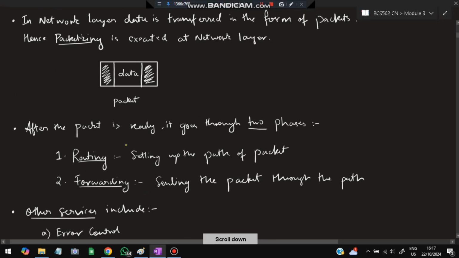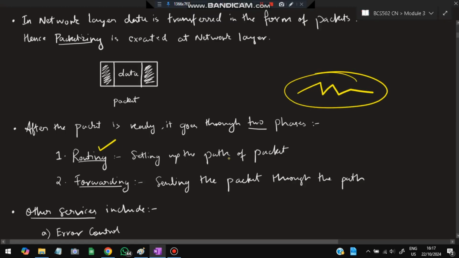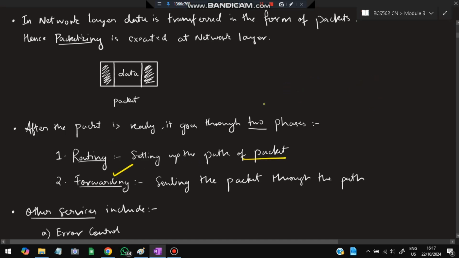When a packet is ready to send, it goes through 2 phases: the first is routing and the second is forwarding. Routing means having the information of how the packet will go from one point to another: first here, second, third, fourth, fifth, sixth. This is called a route. That is routing, setting up the path of the packet. Second is forwarding. Forwarding means that after setting the path, we send the packet through that path. For forwarding, we use a forwarding table, which has all the information: first this to this, next this to this, and so on until it reaches the destination. That is forwarding.